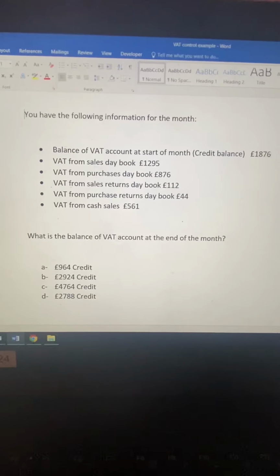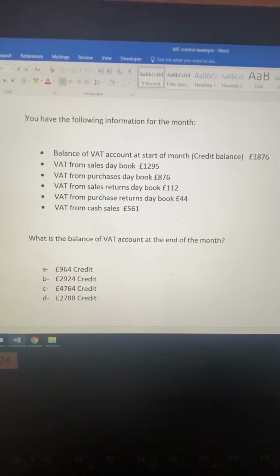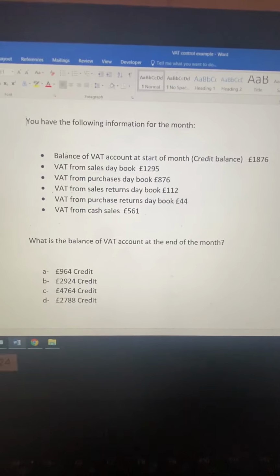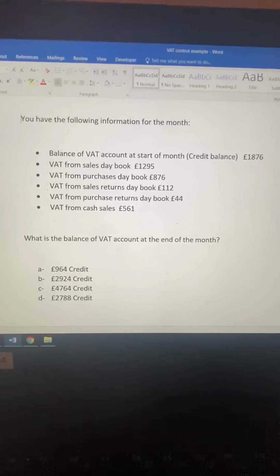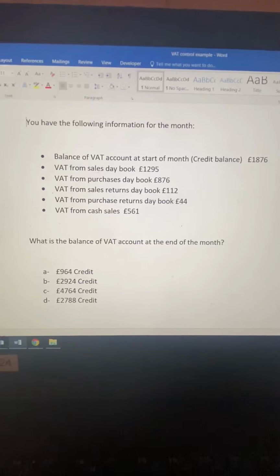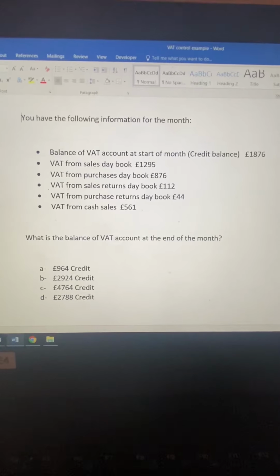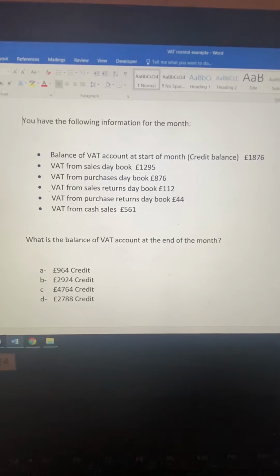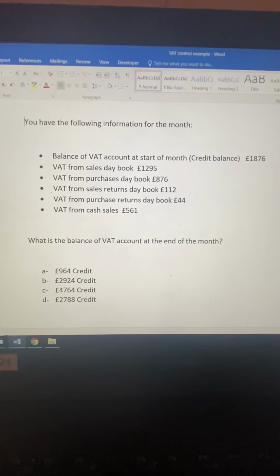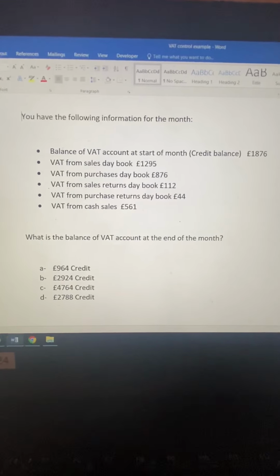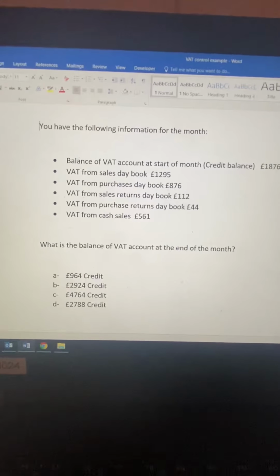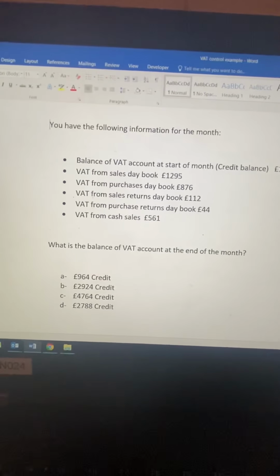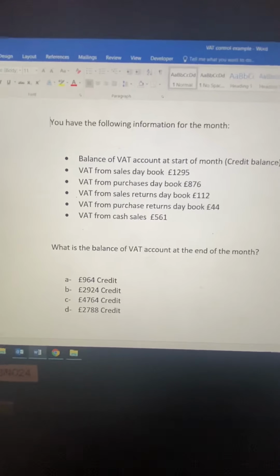Sales returns, well, if we have to pay it on sales, we must claim it back on sales returns. So sales returns are a debit. And the same with purchases. If we claim it back on purchases, we must have to pay it on purchase returns. And VAT from cash sales. So what do we do with sales? Do we pay it or do we claim it back?